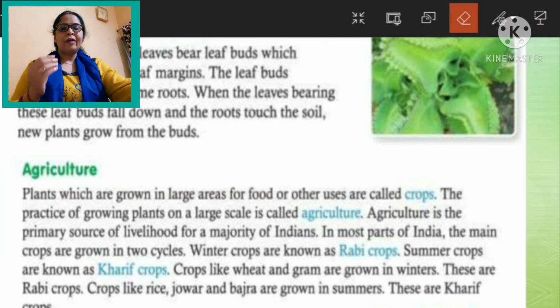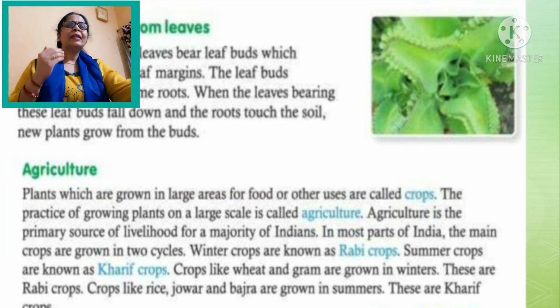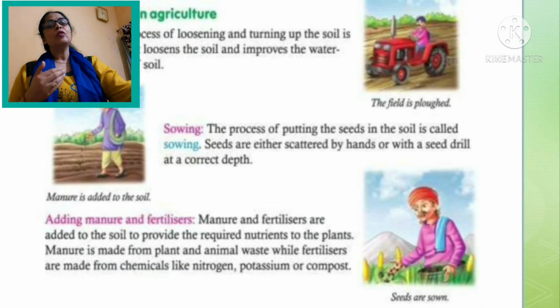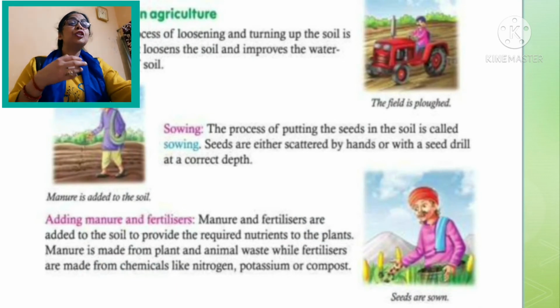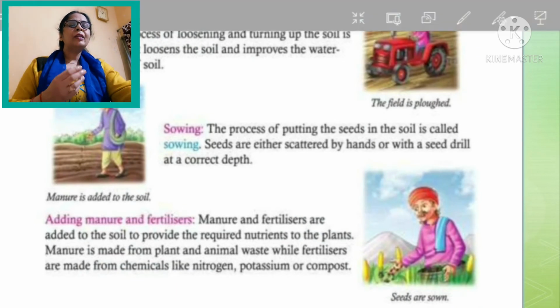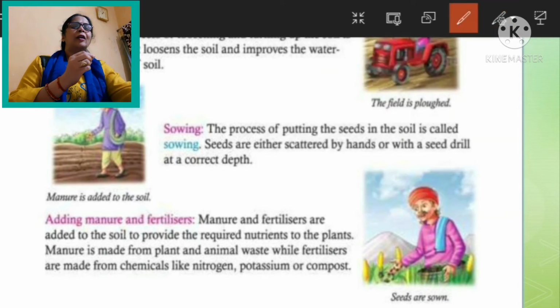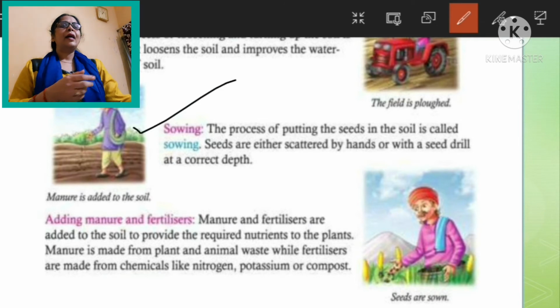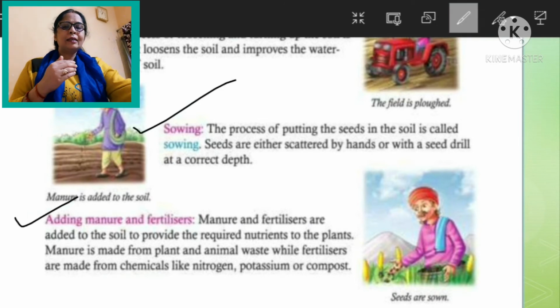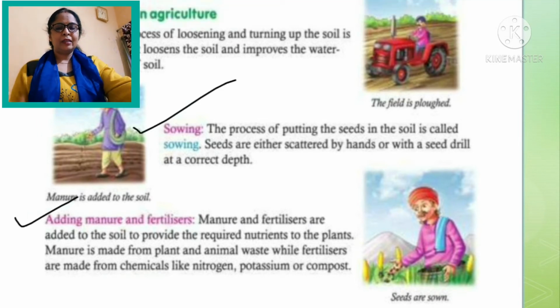The second method is grafting. By this method we can grow different, new species of the plant. We take the stem of one plant and another part of a different plant and we join them, and this method is called the grafting method.